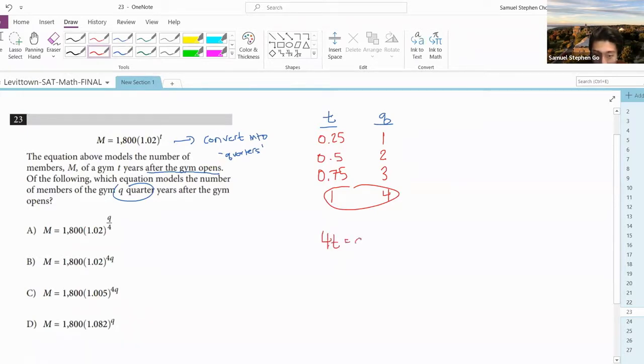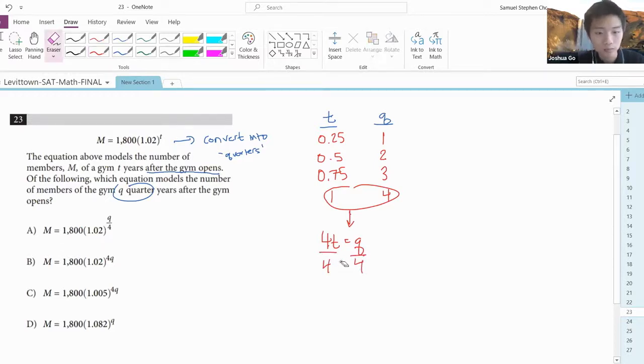4t equals q. Yep. So now that we have this relationship, we can try to put this back into the original equation that we have. Let's quickly divide both sides by 4 to isolate t so that we can plug it straight into the original equation. And so then we arrive at t equals q over 4. And then we can plug that straight into the original equation, and the answer that reflects that is A.